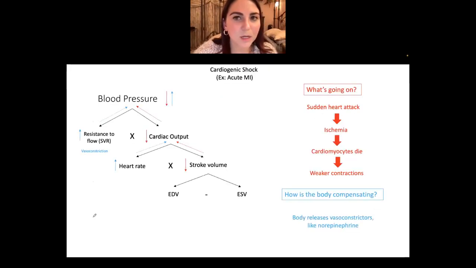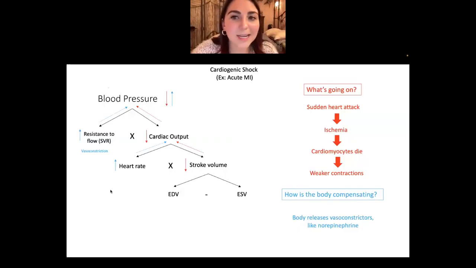And then if we look at our little diagram here, what's going on? I have a sudden heart attack. Let's say we have an acute MI. There's ischemia to the area, the cardiomyocytes die. Now we're going to start having weaker contractions. If I'm having weaker contractions, my stroke volume goes down. If my stroke volume goes down, my cardiac output goes down. If my cardiac output goes down, my blood pressure goes down.